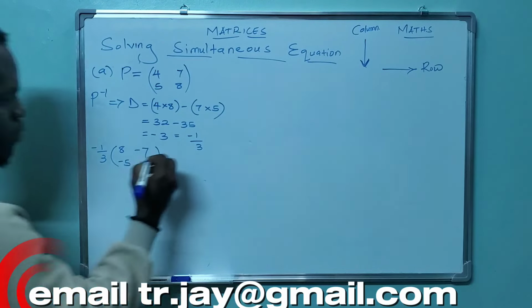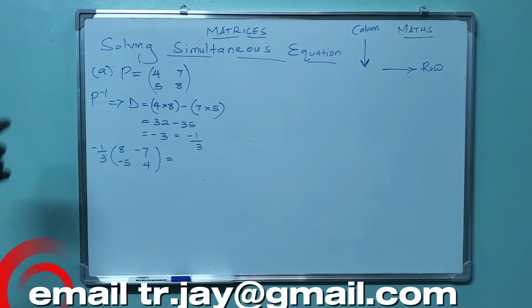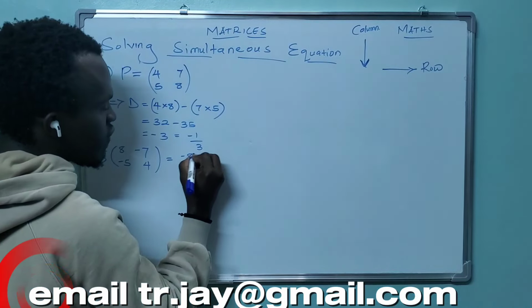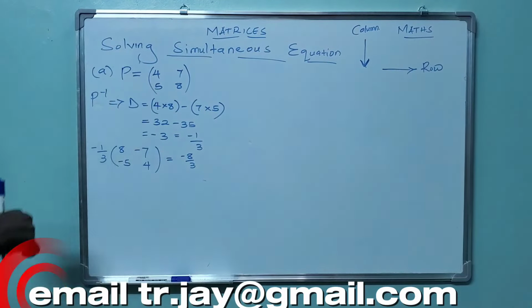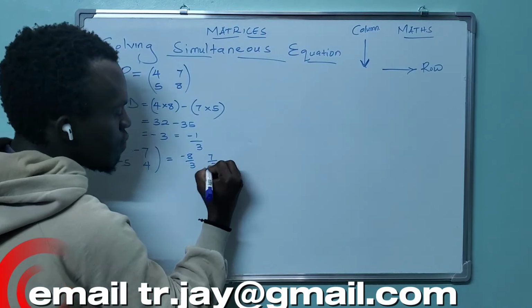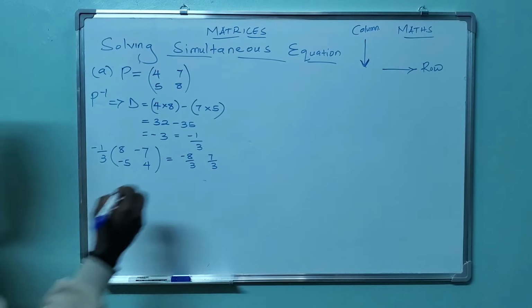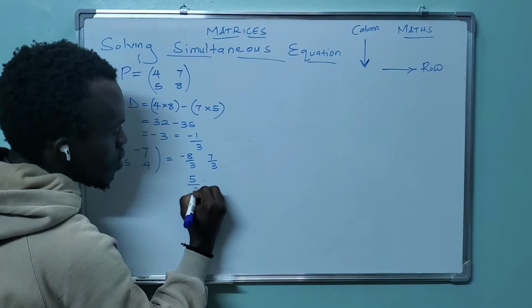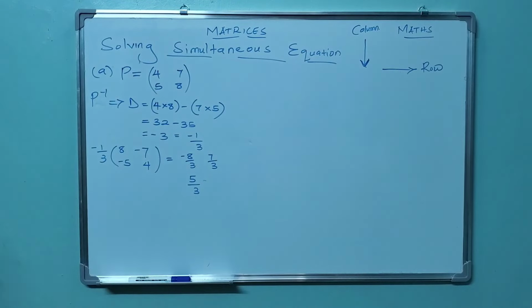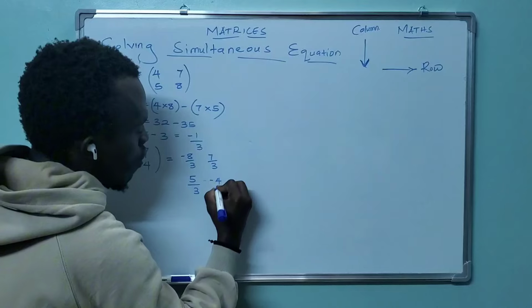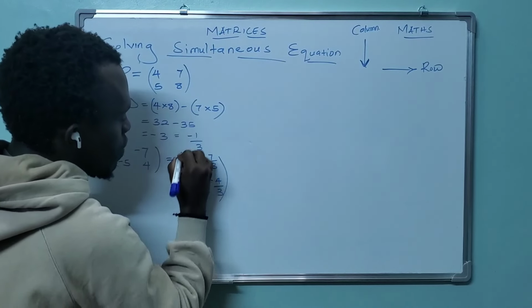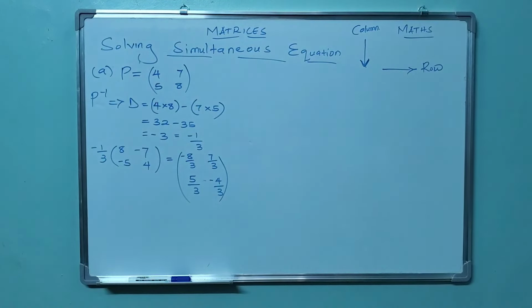Then let us now multiply them to get our inverse. -1/3 multiplied by 8, I'm going to have -8/3. Then -1/3 multiplied by -7, I'm going to have 7/3. Then -1/3 multiplied by -5, I'm going to have 5/3. Then -1/3 multiplied by 4, I'm going to have -4/3. That is going to be my inverse. That is question number A.